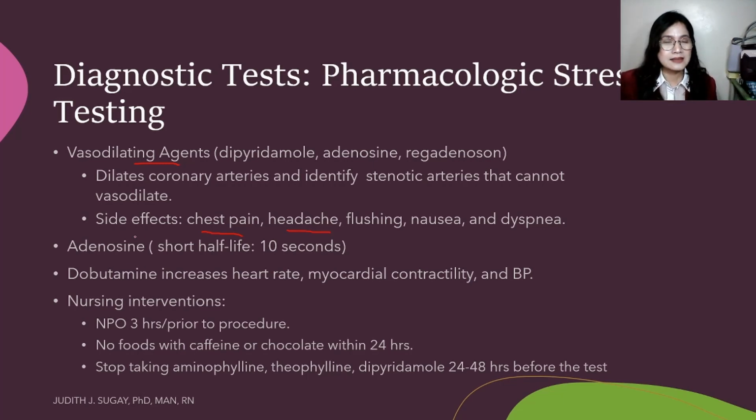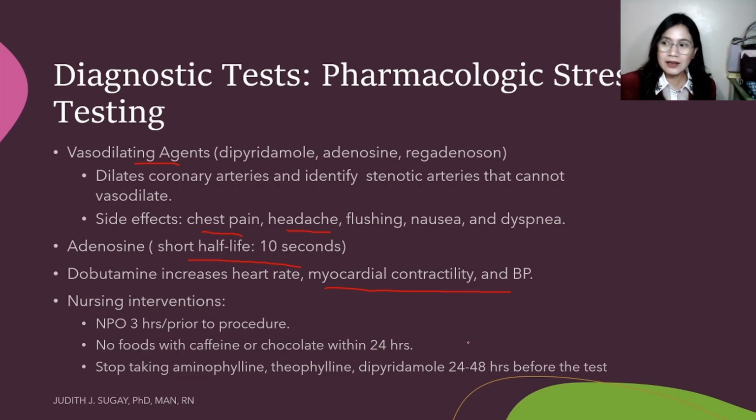Adenosine has a short half-life. This is part of the vasodilating agents. So why is it specified? Meaning to say that in 10 seconds, again, the effect will really be evident to the patient already. Dobutamine increases heart rate, on the other hand, and with that, myocardial contractility also is evident, and then blood pressure as well. So for this one, nursing intervention, again, NPO for about 3 hours prior to the procedure.